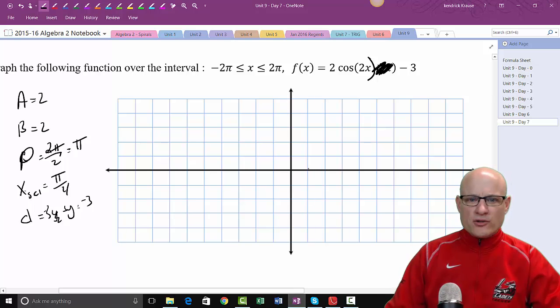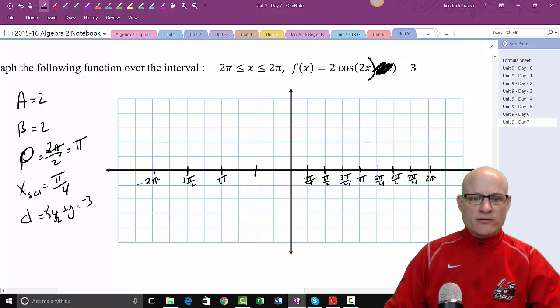So again, I got to do an x scale on every one of these. So pi over 4, pi over 2, 3 pi over 4, pi, 5 pi over 4, 3 pi over 2, 7 pi over 4, and 2 pi. 2 pi, 3 pi over 2, pi, negatives, of course, negative pi over 2. We got a midline of y equals -3.